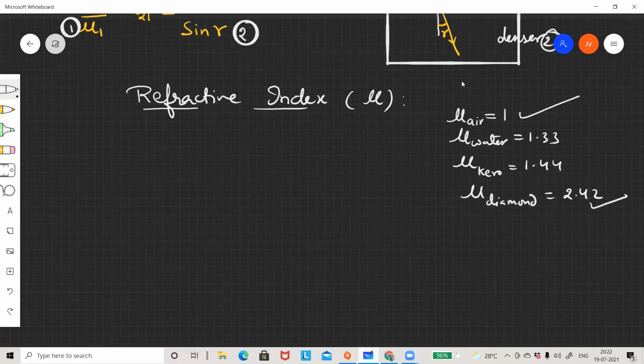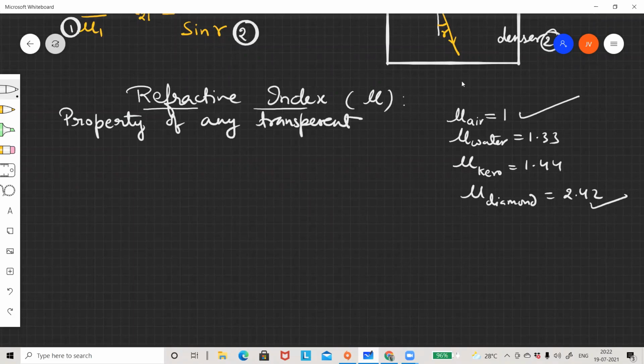Okay, so what is refractive index? Refractive index is actually a property of any transparent medium. Why did I say transparent medium? Because the ray of light has to travel from one medium into that transparent medium and exit. That's why. So it's a property of any transparent medium that decides its optical density.